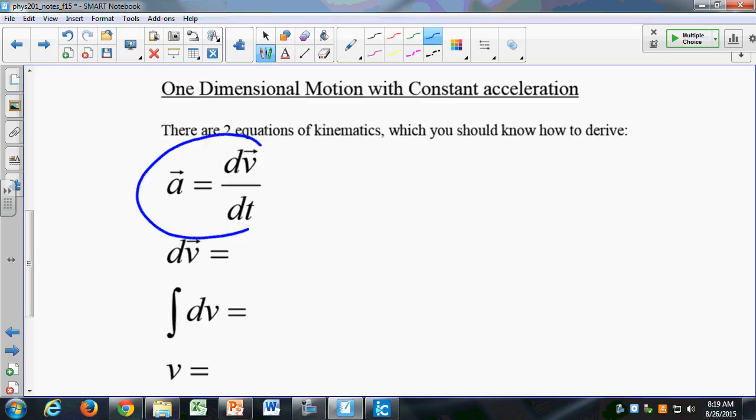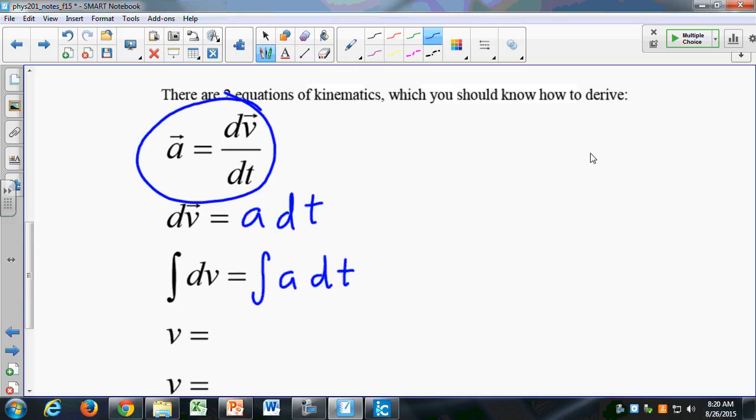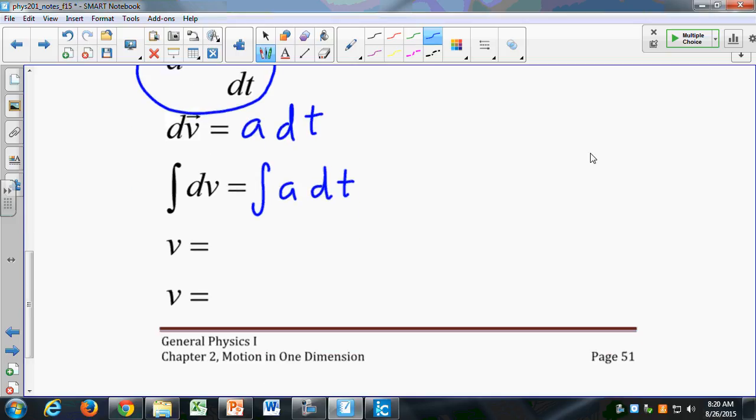The definition here is just that a is dv dt. Right? We've already seen that definition. The acceleration is the derivative of the velocity with respect to time. And so we can write this again and say that dv is equal to a dt, and then the integral of dv is just the integral of a dt. Now, if a is not changing with respect to time, what is the integral of a dt? The indefinite integral.